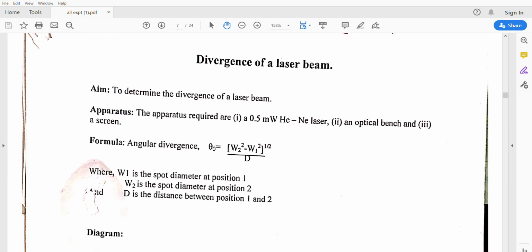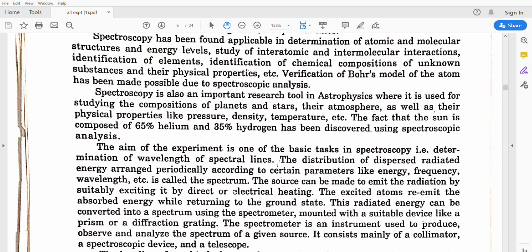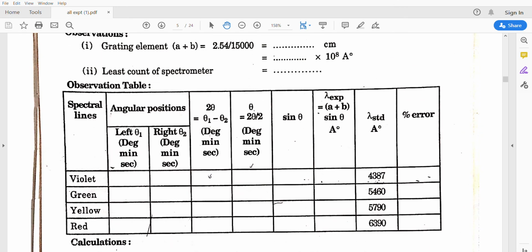So here the main thing we have to observe is that tabular column. The tabular column is important, that is, angular positions we have to measure, the left hand side angle and the right hand side angle. Theta 1 and theta 2 we have to calculate. Theta 1 is the angle made on the right hand side, theta 2 is the angle on the left side. This difference in theta 1 and theta 2 gives us the total angle made by that particular color, 2 theta. From that we need to calculate theta, take the sine theta, and substitute in the formula.